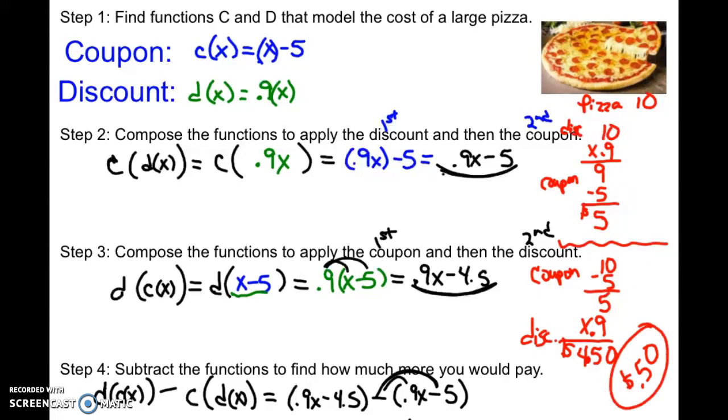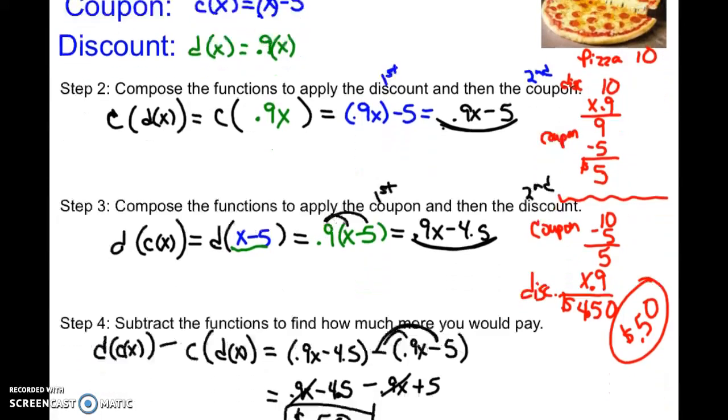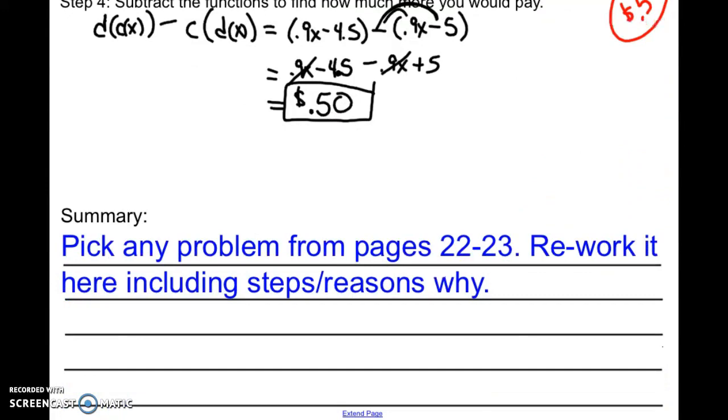In my logical brain, the red makes much more sense than writing all of the math formulas. It's good to be able to write the math formulas, but it's not always the most efficient. Finally, I would like you to pick any two problems from pages 22 and 23 in your notes, rework the problem, and write down any steps and reasons why you did what you did. So use these summary lines to do that.